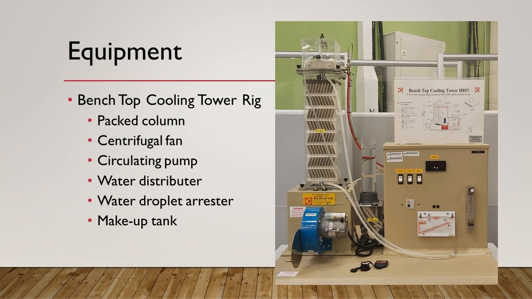The Hilton bench-top cooling tower rig is used for this experiment, which is designed to provide an appreciation of the construction, design, and operational characteristics of an evaporative cooling system. The unit is a good example of an open system through which two streams of fluid flow and in which there is a heat and mass transfer from one stream to the other. The cooling tower rig is completely self-contained, and includes packed column, forced draft centrifugal fan, circulating pump, water distributor, water droplet arrestor and makeup tank.